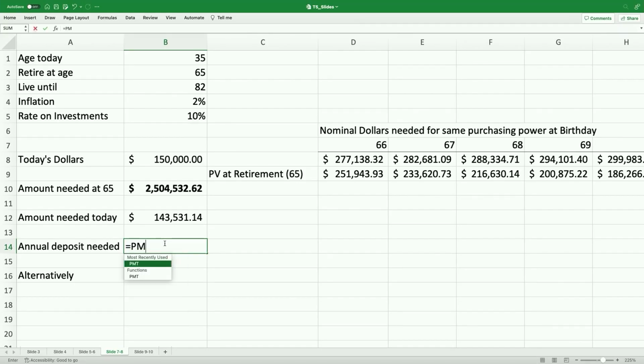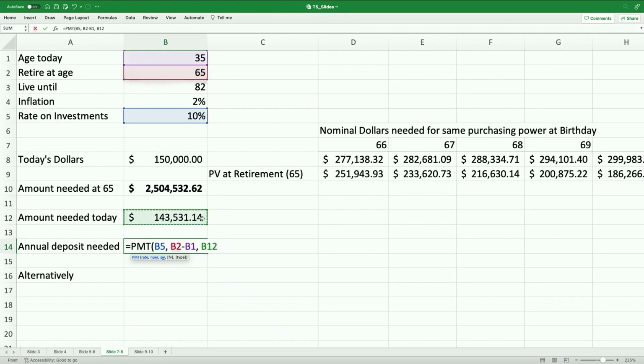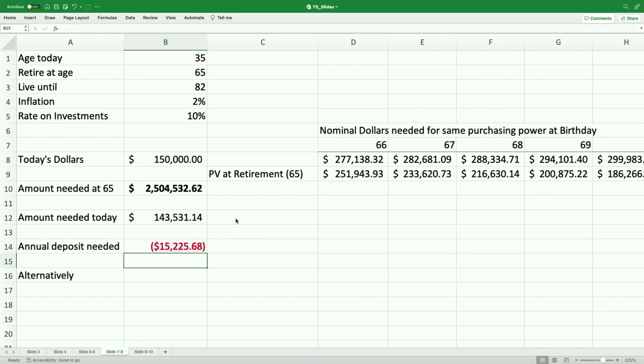Remember, that is the PMT function, PMT. So we say equals PMT, our discount rate, the number of periods, remember, 65 minus 35, that's how many payments or deposits you're going to be putting in the account. And we have two choices here. We can either specify the PV, which we know is 143,531.14, close parentheses, and we now know the annual amount we need to deposit is about $15,000 and change.